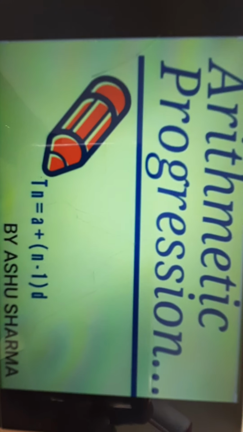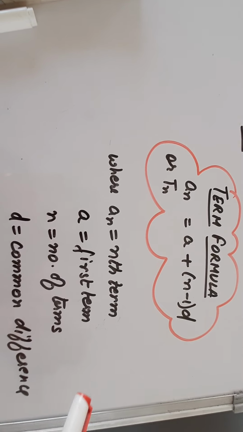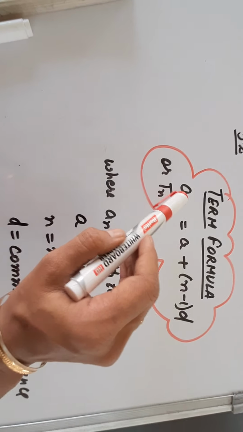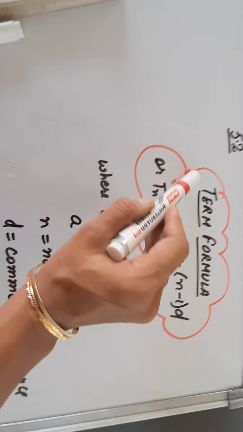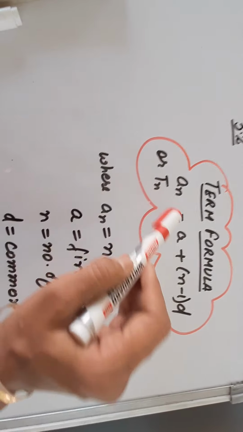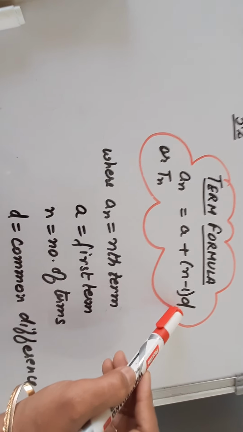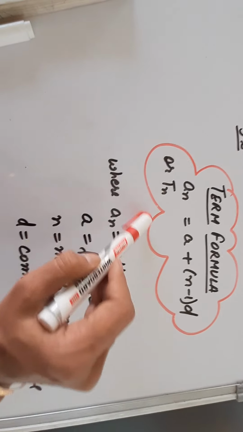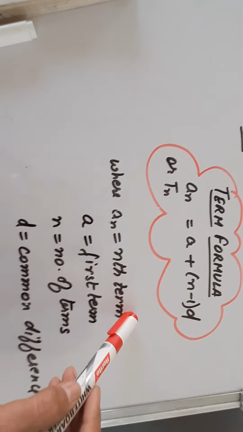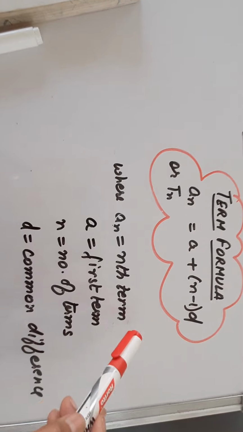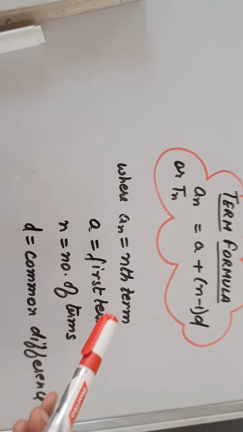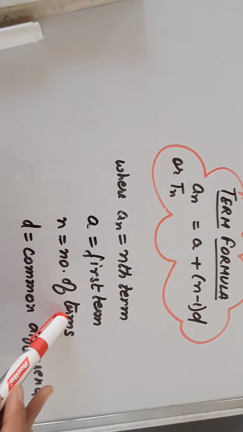So let's start. Dear students, before starting the exercise, write down the formula in your notebook. An, we denote it by An or Tn, is equal to A plus (n minus 1) D. Here An is the nth term, means it is the person. For example, if it is your class, this is the person. A is the first term, means first student. N is the number of terms.